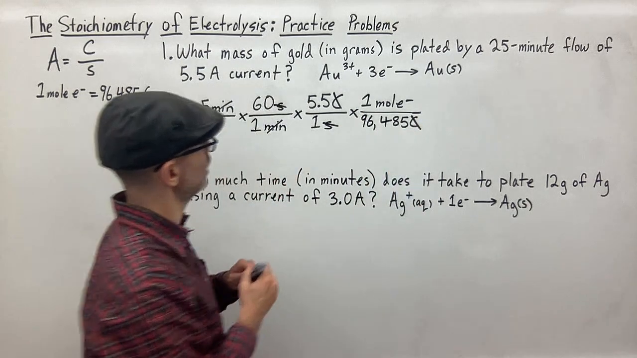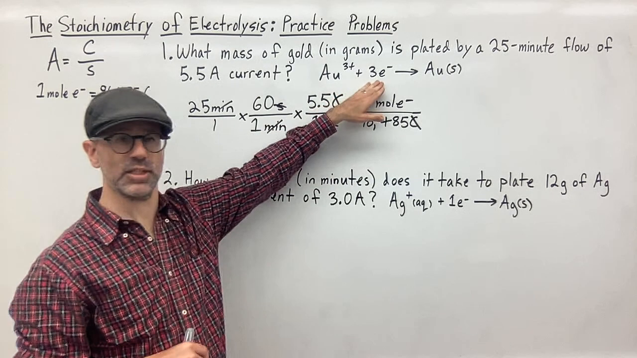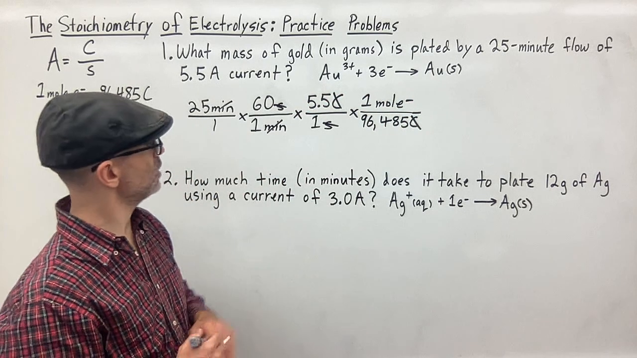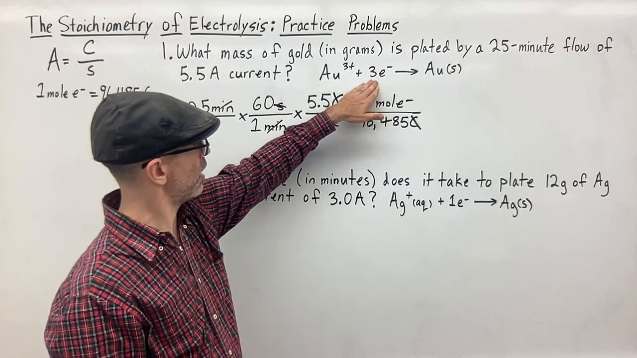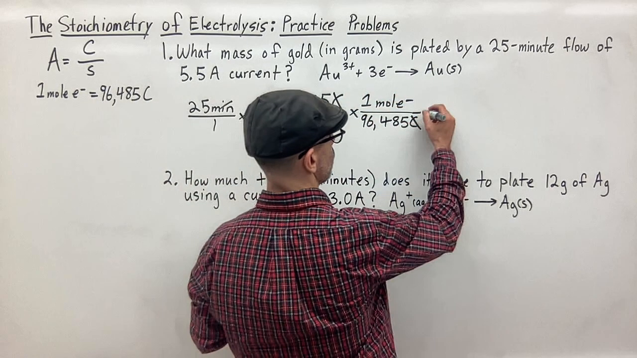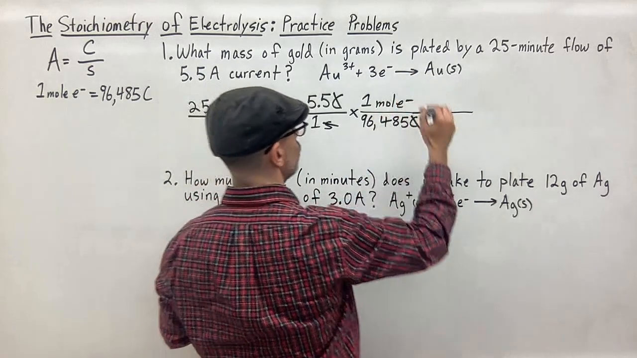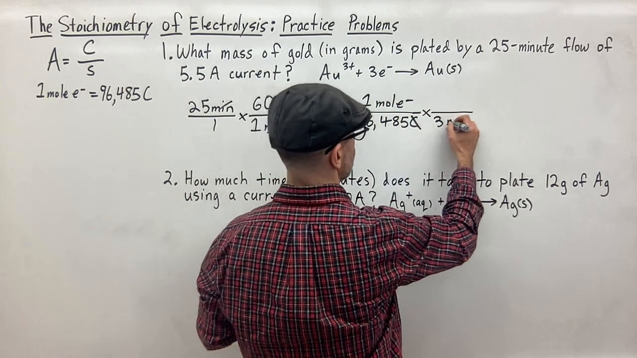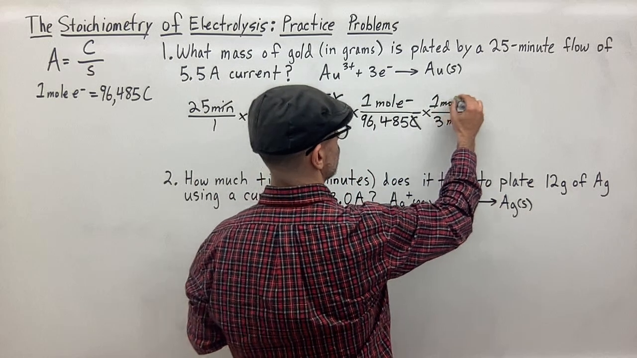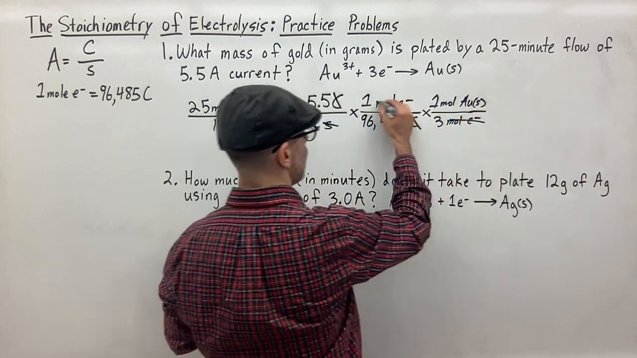So now I can come to my balanced equation for the redox reaction, the gaining of electrons. That's going to help me produce solid gold. So I know that 3 moles of electrons will produce 1 mole of gold. So I'm going to use that mole ratio to convert moles of electrons to moles of gold. Here I'm going to have 3 moles of electrons, and on top I'm going to have 1 mole of solid gold. So moles of electrons cancels out.